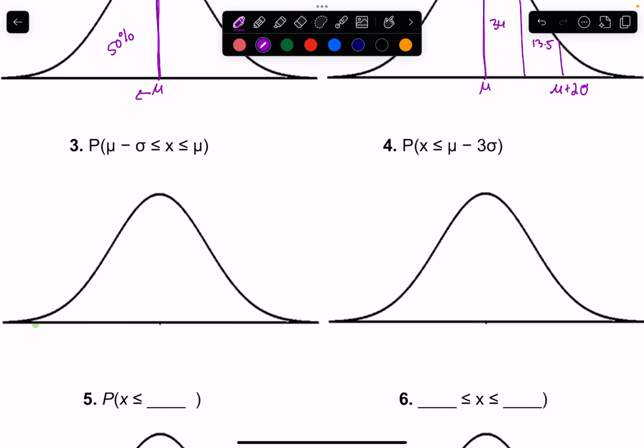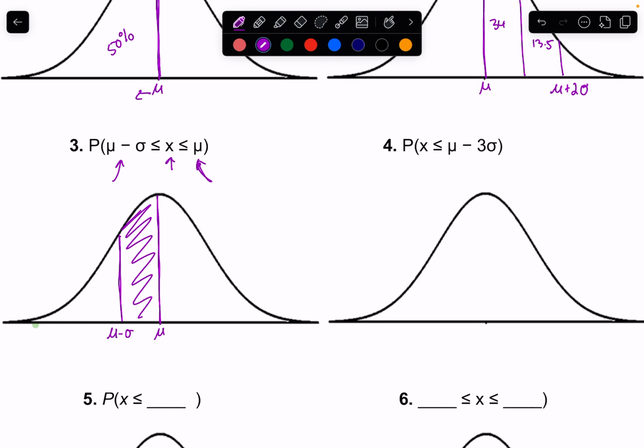Okay. Number 3. This one's already drawn, right? What's the probability that X is in between the average minus a standard deviation and the average? Well, the average is right here in the middle. Minusing a standard deviation just is the one, I just go down 1, right? This is average minus standard deviation. So it just wants this one section. Well, that one's easy. That's 34%.